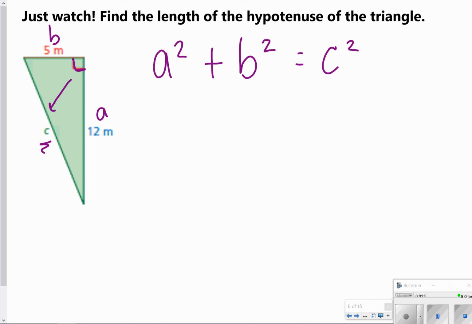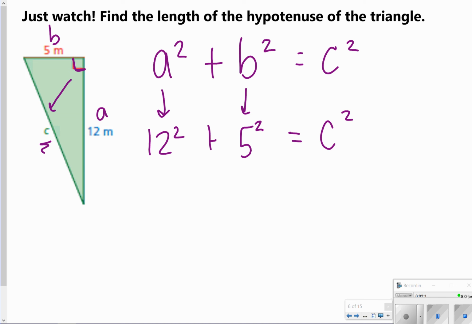Okay? I'm going to say for this one, 12 is a and 5 is b. It doesn't really matter, just as long as they're touching the right angle. One of them is an A, one of them is a B. A squared, I'm going to write as 12 squared. B squared, I'm going to write as 5 squared. So all I'm doing is just plugging in what I've got here. And then C squared is still a mystery.